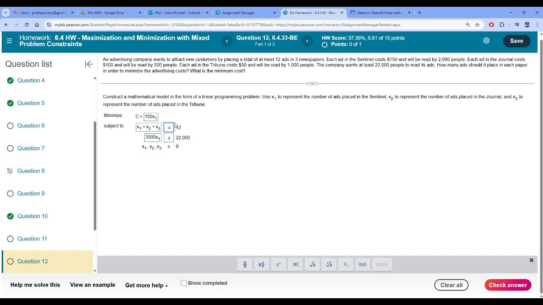12 ads, right? And then it's going to be 2,000 people are going to read x1 plus 500 people are going to read x2, followed by how many people? 1,000 people are going to read x subscript 3, and that needs to be greater than that. 150 x1 plus how much does the second one cost? $100 x subscript 2, and the last one is plus 50 x subscript 3.